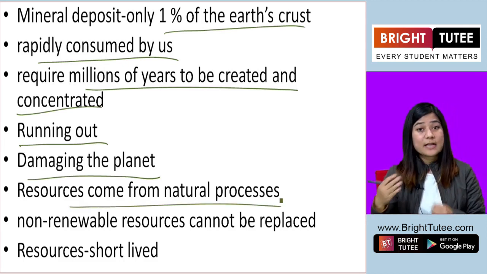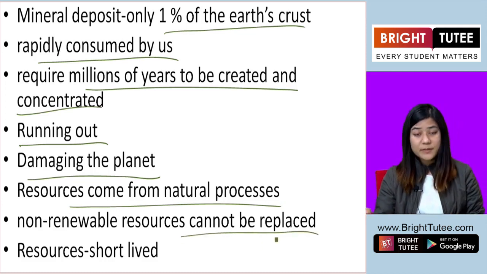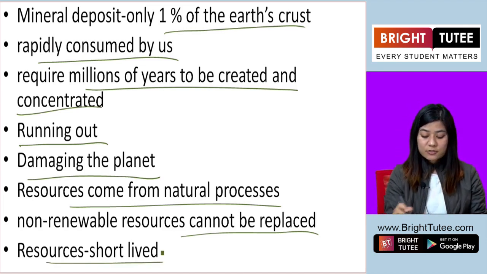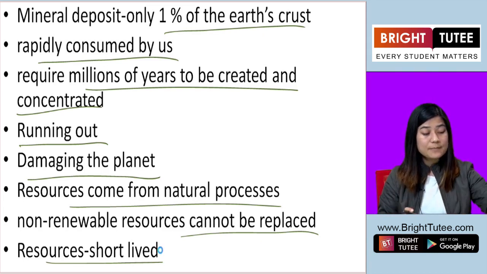Resources come from natural processes. Okay. Now non-renewable resources cannot be replaced. They cannot be replenished. That's why they're called non-renewable resources. And hence resources are very short-lived. They are not unlimited. They're very limited. Okay.